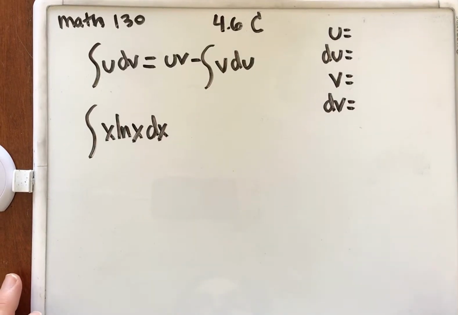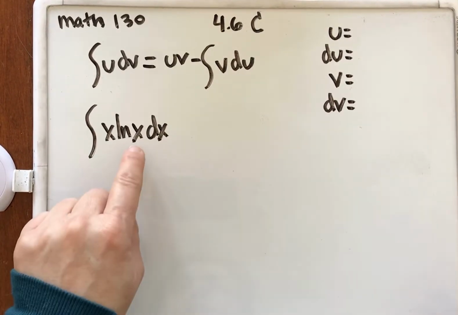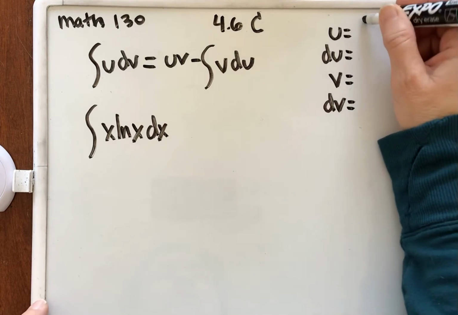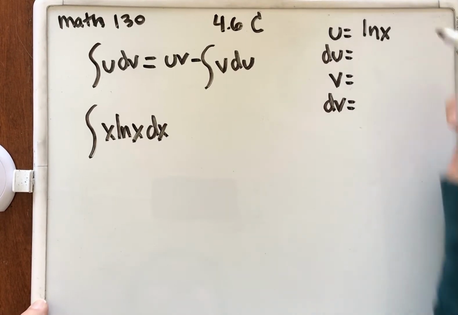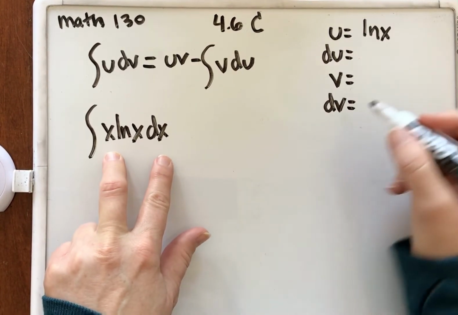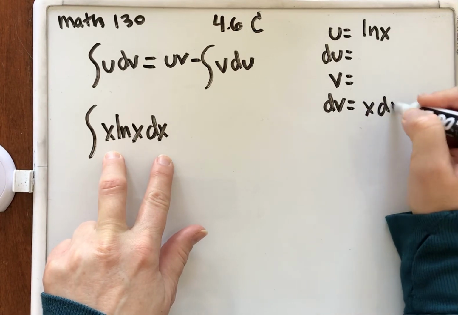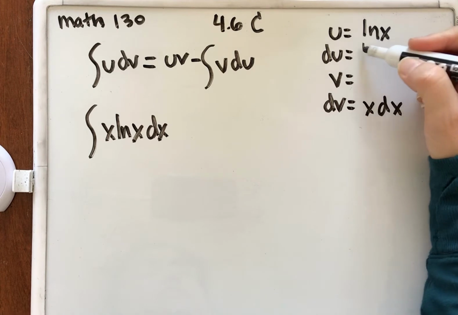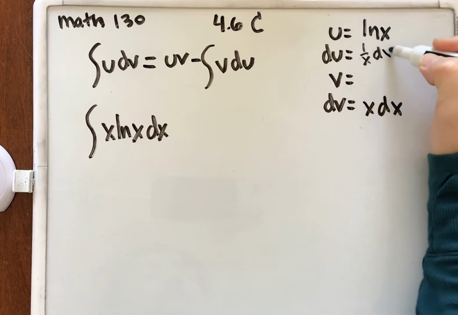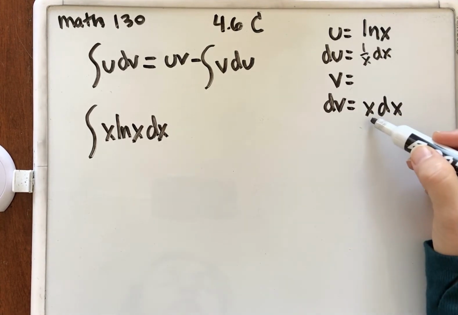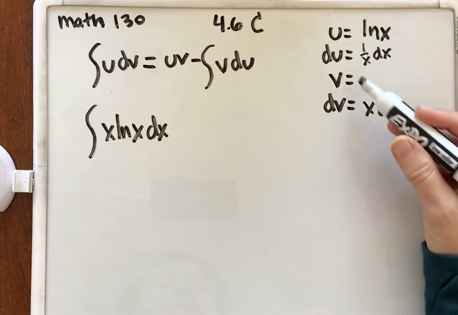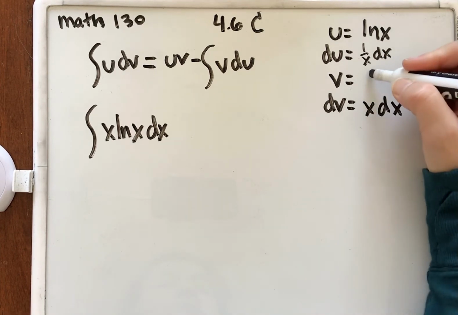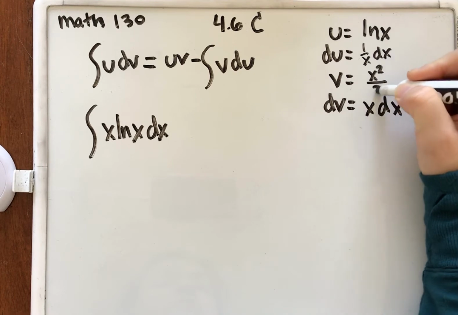Okay, let's see how you did. We have an ln x here, so we're going to call that u right away. And since we did, this has to be our dv, x dx. Now we take the derivative of ln x, and that's 1 over x dx. And now we're going to integrate x dx to get v, and that becomes x squared over 2.